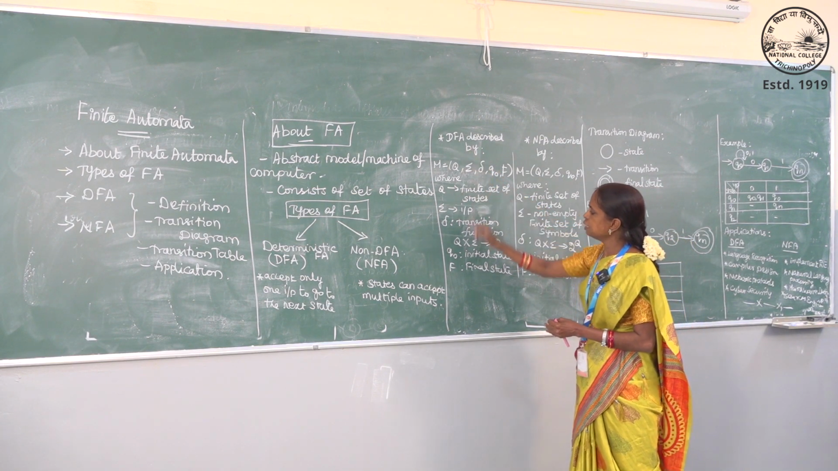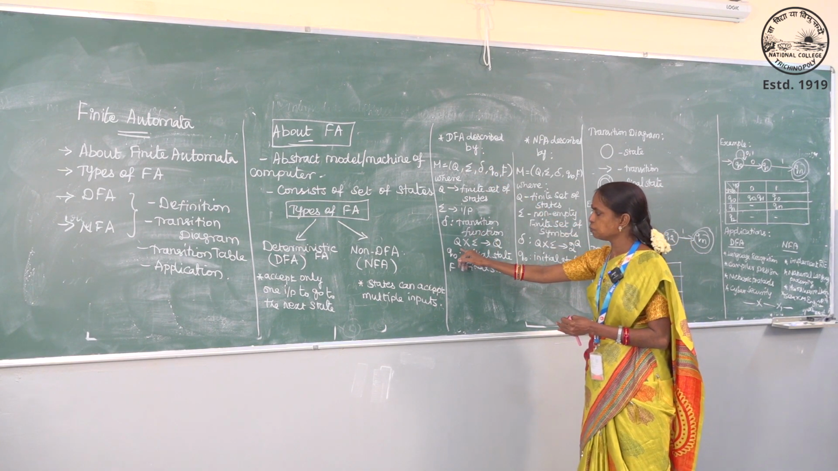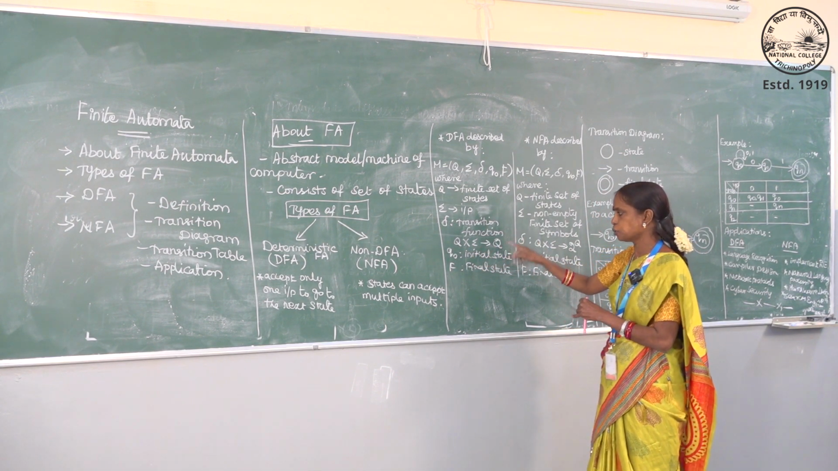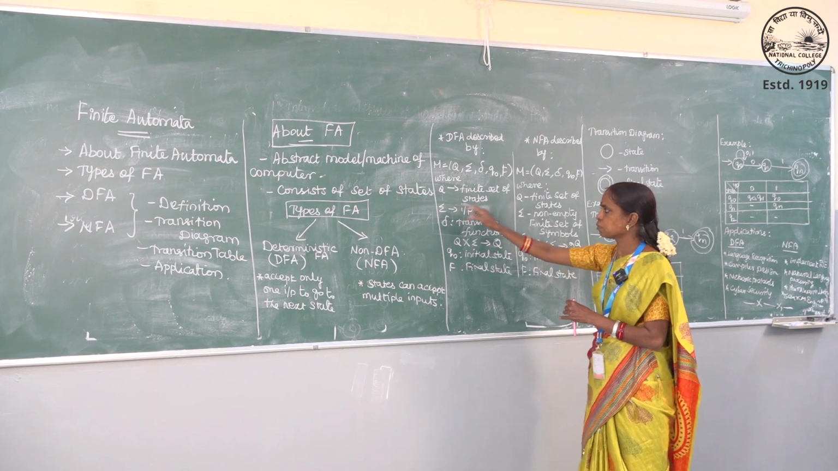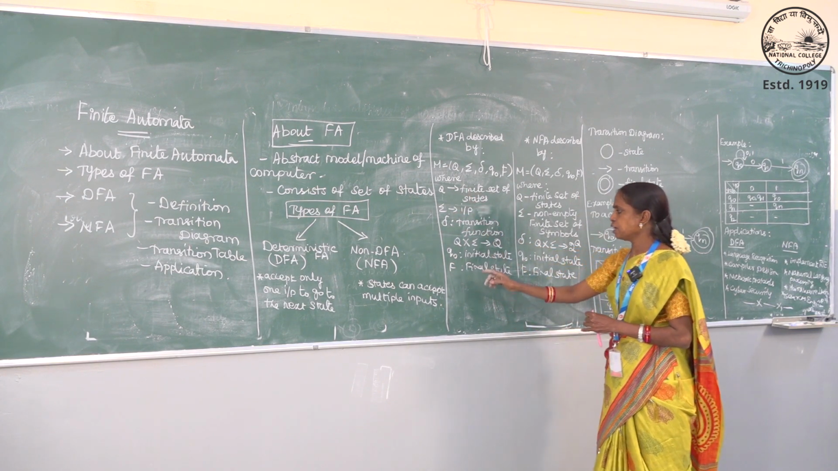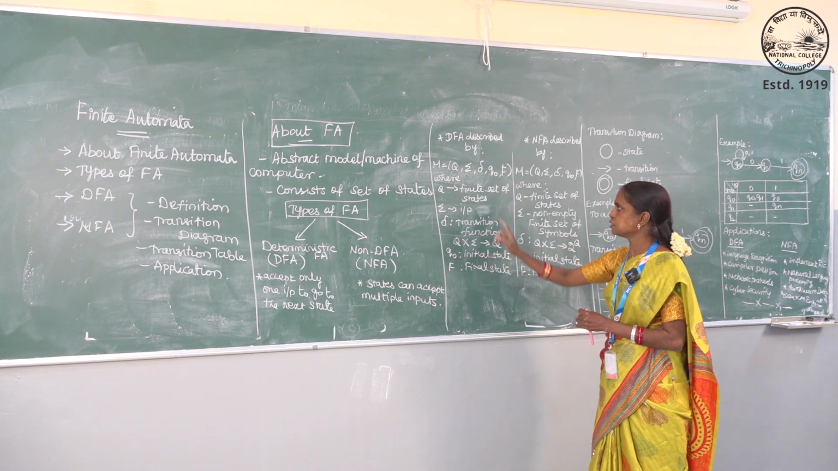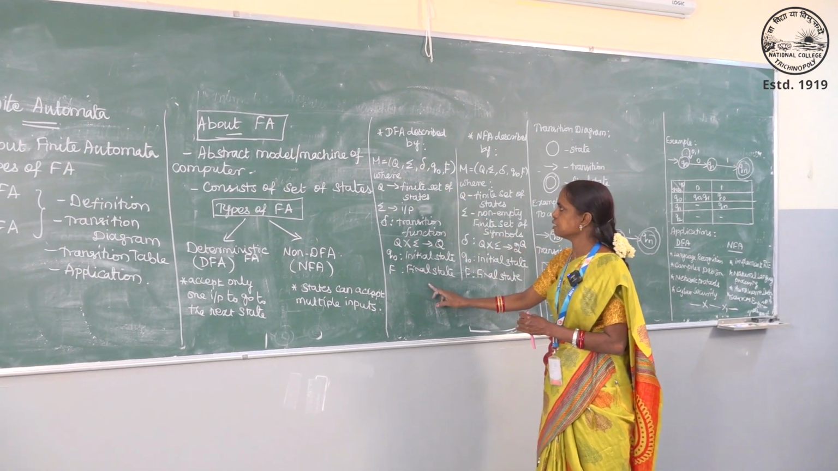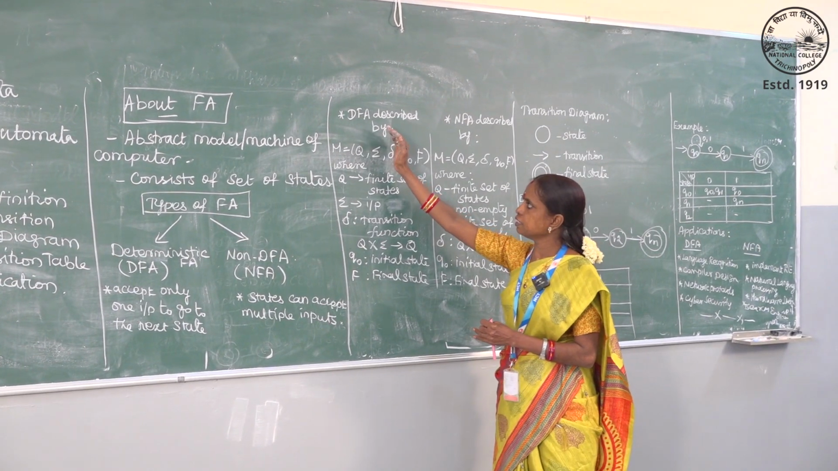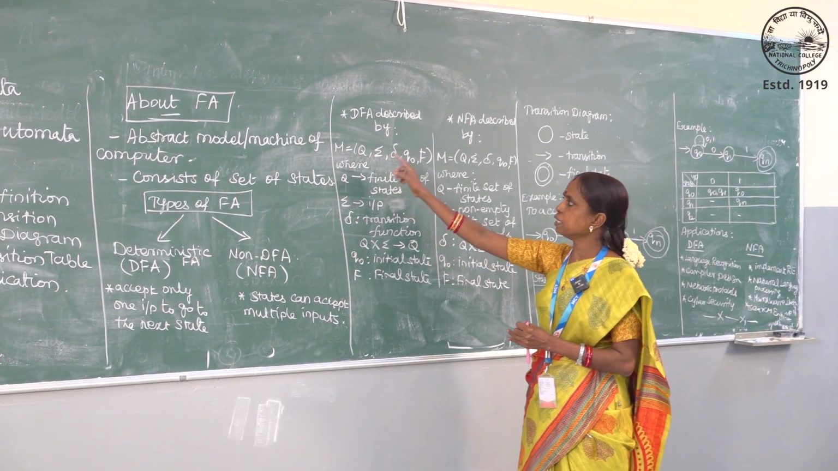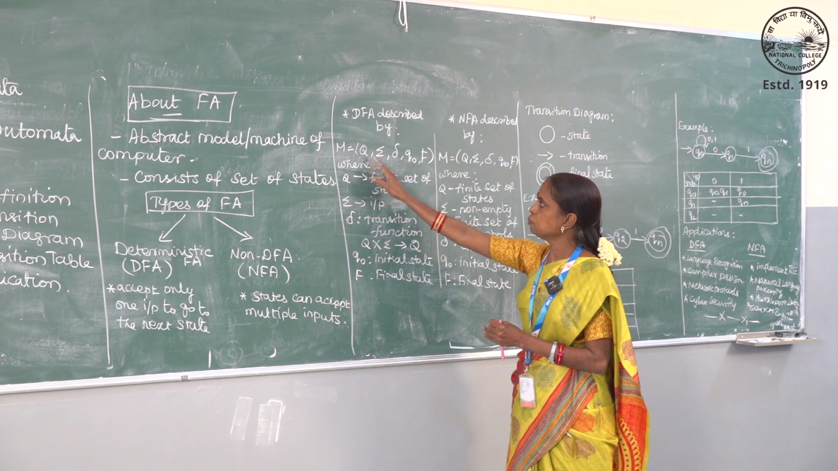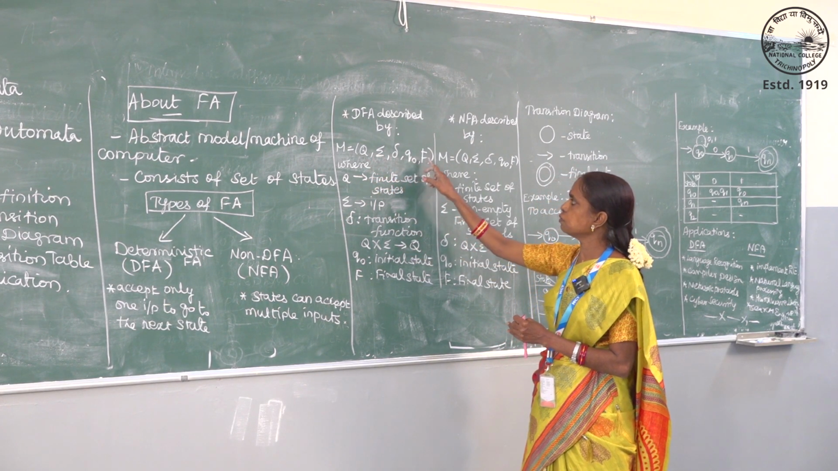In the DFA, how is the transition function performed? Q into sigma gives another state Q. That particular Q is also available in the set of states. After that, Q0 is the initial state, and F is the final state. So DFA is described by using a set of tuples. Five different tuples are available: Q, sigma, delta, Q0, F.